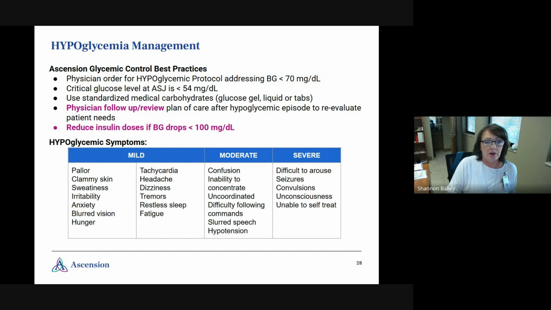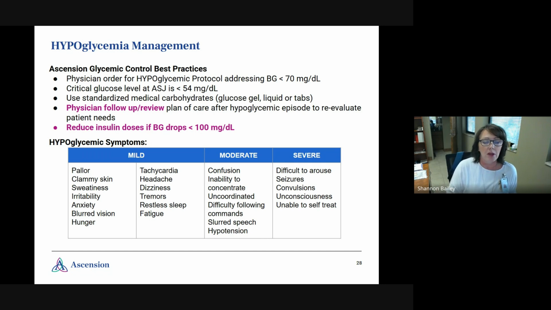So the Ascension glycemic control best practices, the physician needs to order the hypoglycemia protocol. That way the nurse has the protocol to address any blood sugars less than 70. We did update the critical glucose level to less than 54, and that's purely to get ahead of any severe lows. We don't want to wait until the blood sugar is below 40 for the lab to call us. So them calling a little sooner gives us the opportunity to get in there and treat it before they get severely low.